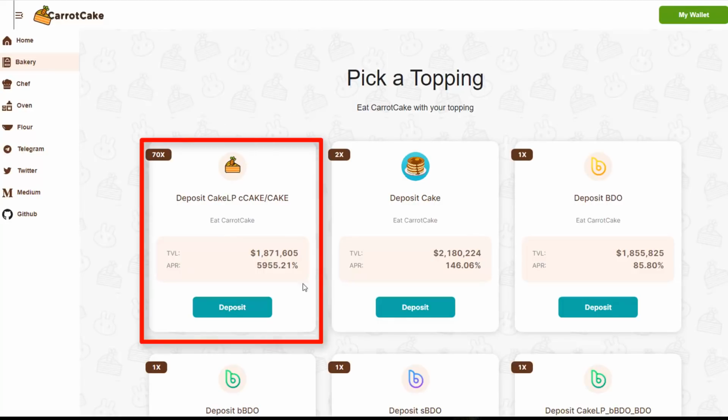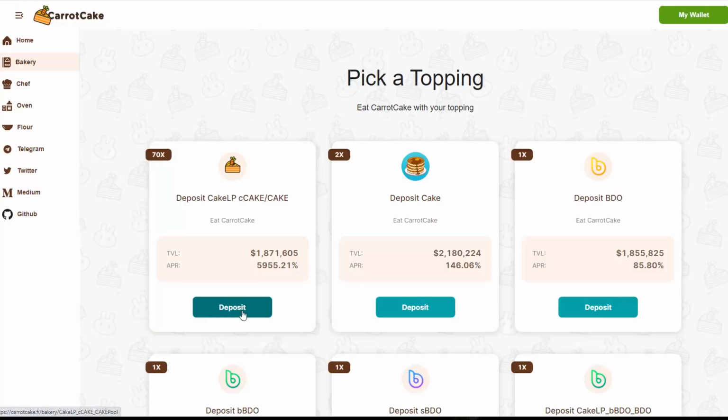So this is the most lucrative one. This is what I want to do, is probably throw in about $100 just to test this one. And how you do this one is obviously you connect your Binance Smart Chain wallet, and you need to get this cCAKE LP.